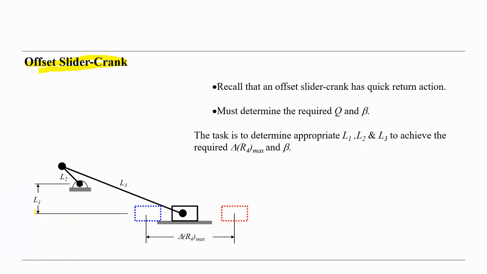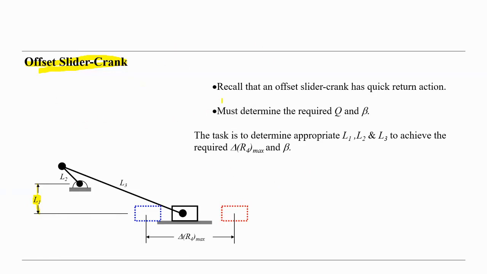You see the main difference between inline and offset slider crank mechanisms is this length here, L1. If L1 is 0, then it is inline. If L1 is not 0, it is offset.